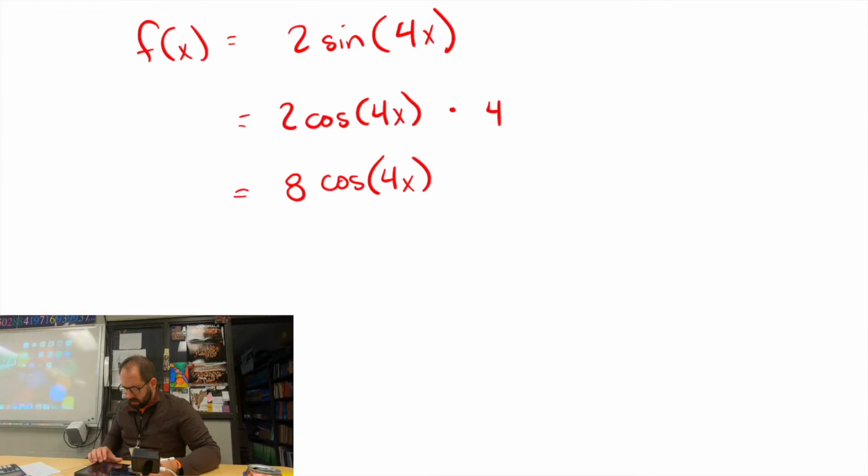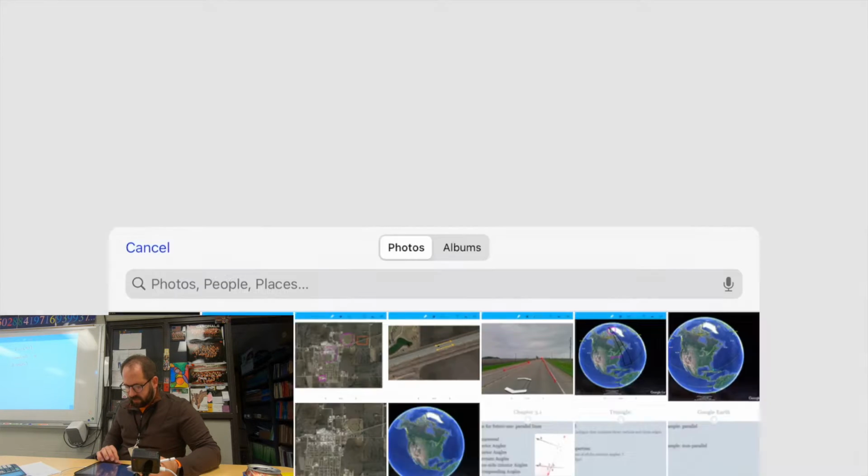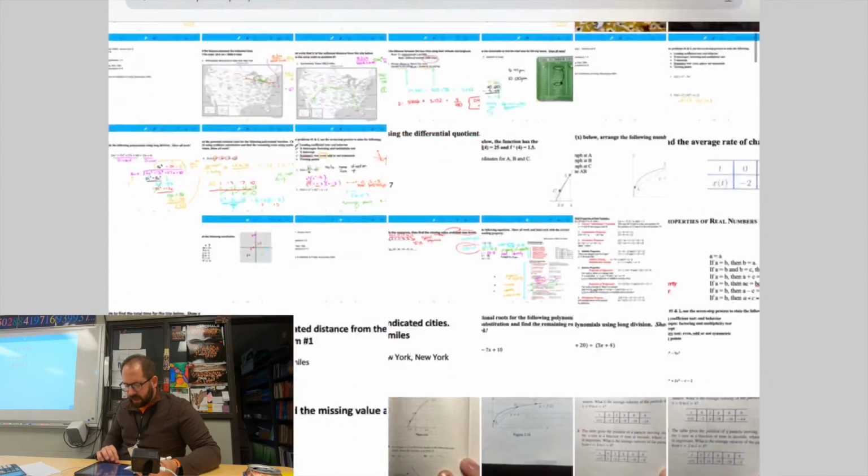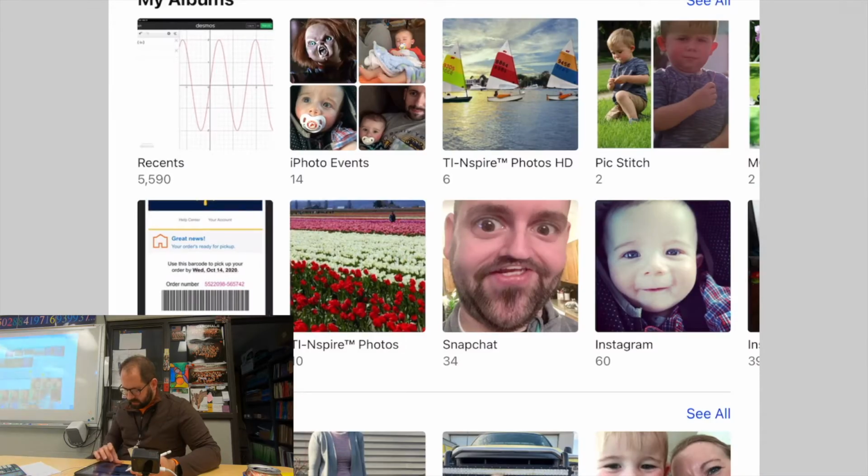Are you going to bring that back to your other screen? Yeah, we're going to add this in here. All right, so we've looked at 2 sine of 4x, and we're going to add that in here. So let's add the 2 sine of 4x.